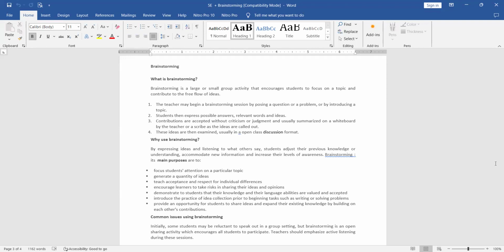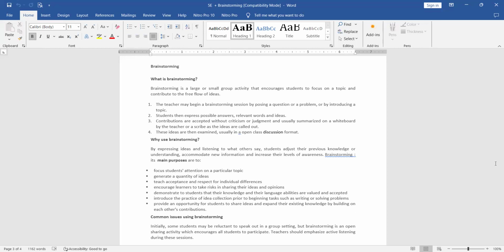That is brainstorming. The teacher may begin a brainstorming session by posing a question or a problem or by introducing a topic. So the first thing that the teacher should do is to introduce the topic, right? Introduce the topic, right? Women should go out to work. Women should earn. It's a must in this world.